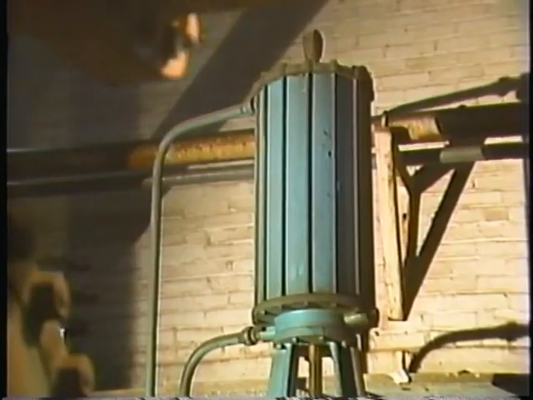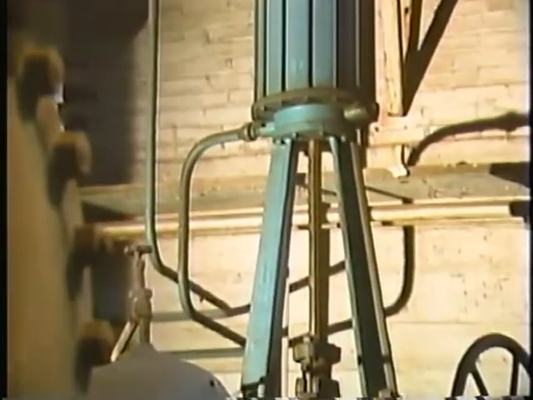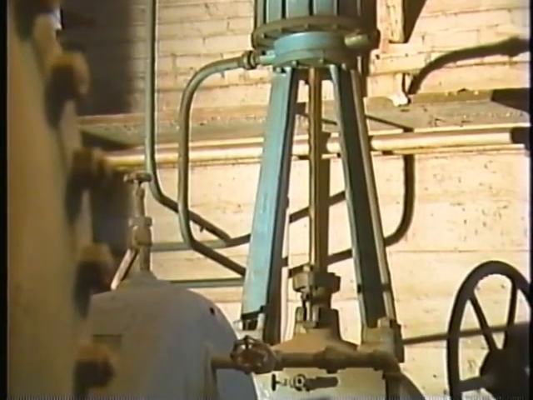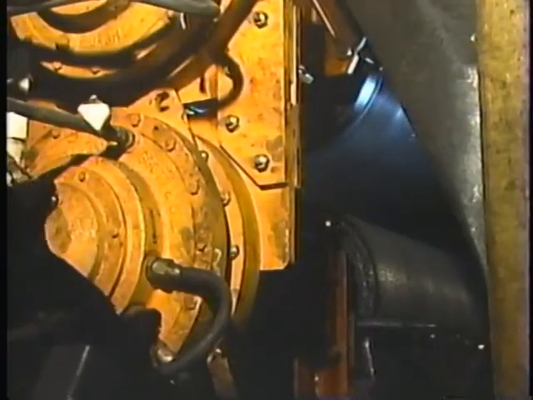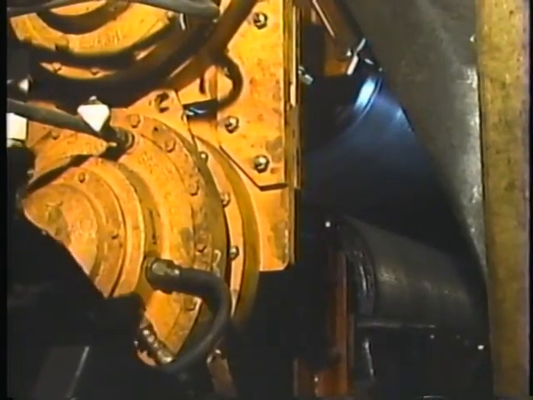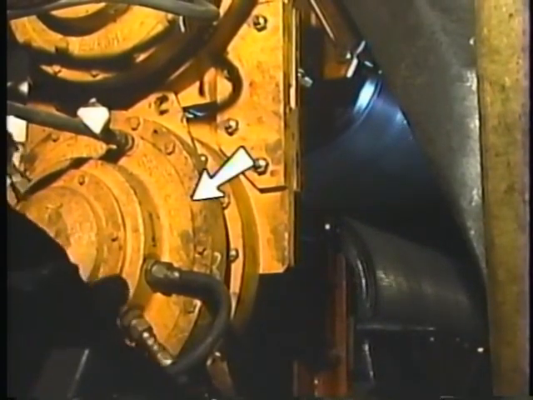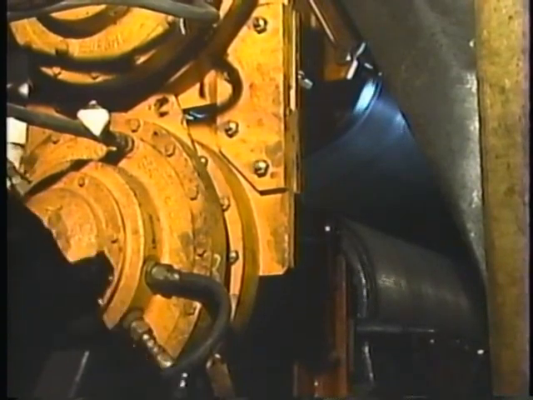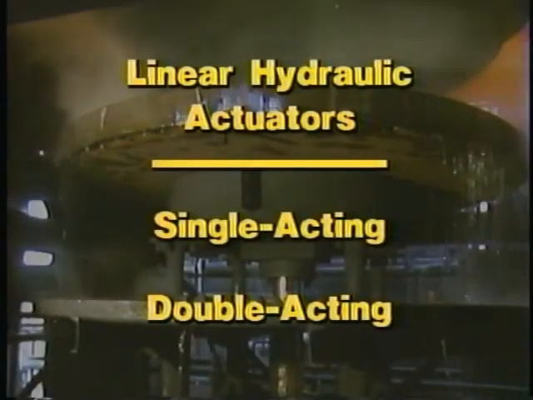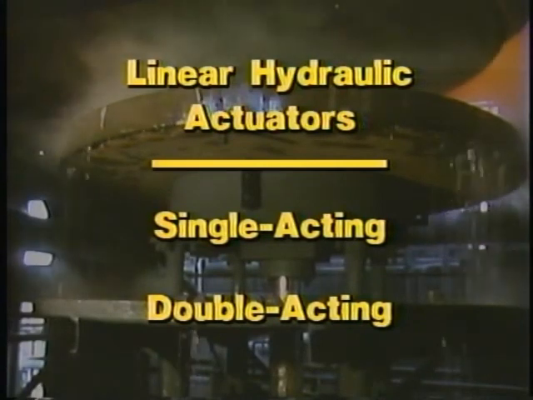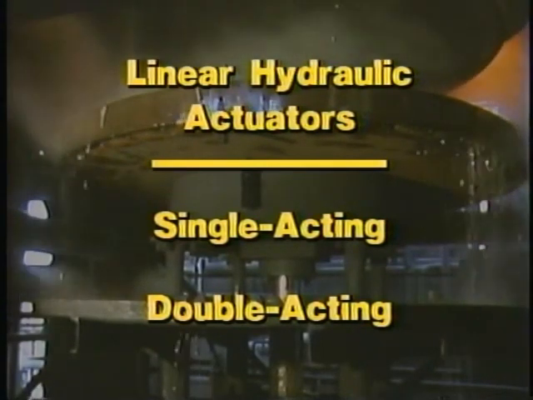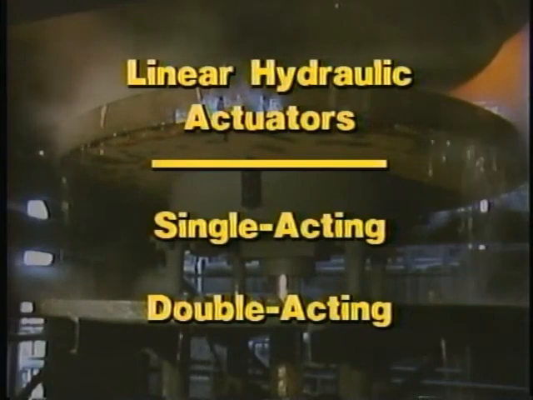So, in this part of the program, we'll take a closer look at hydraulic actuators and motors to see their major parts and how they work. Hydraulic actuators produce linear motion, like the piston and cylinder we saw earlier. On the other hand, hydraulic motors, like this one, produce rotary or circular motion. We'll begin with a closer look at two types of linear hydraulic actuators, the single-acting and double-acting types.